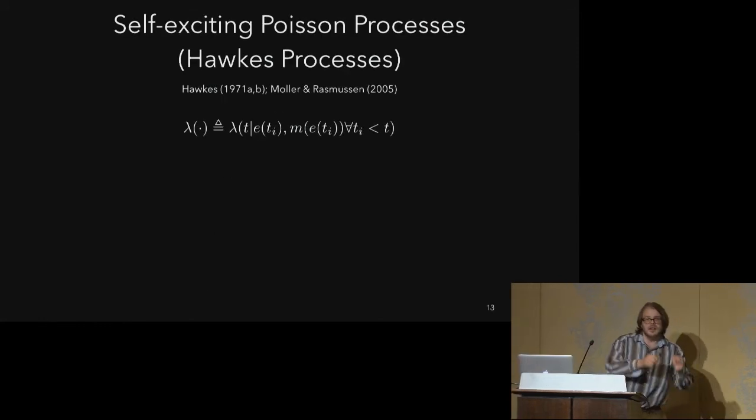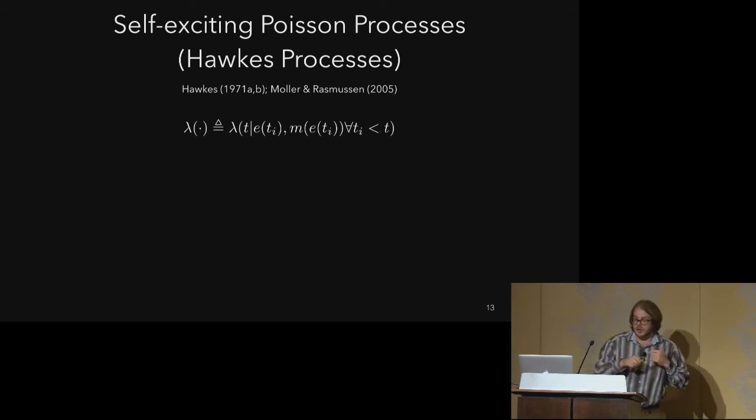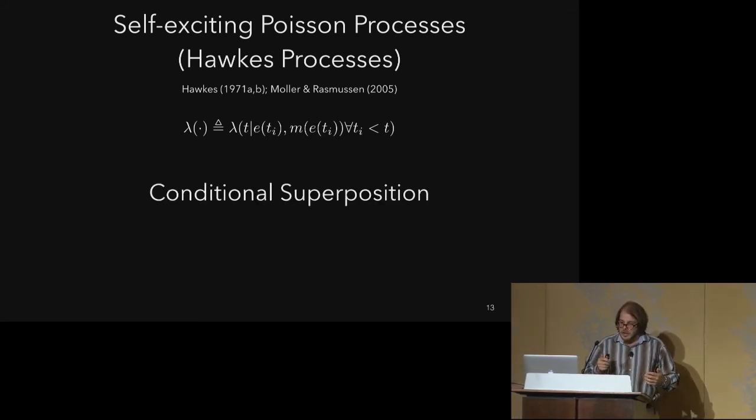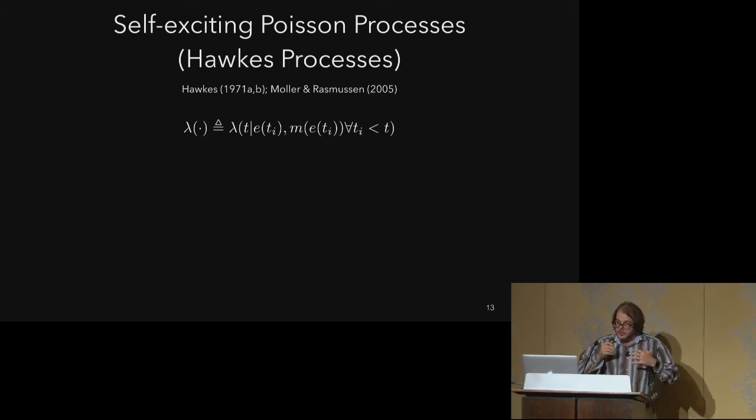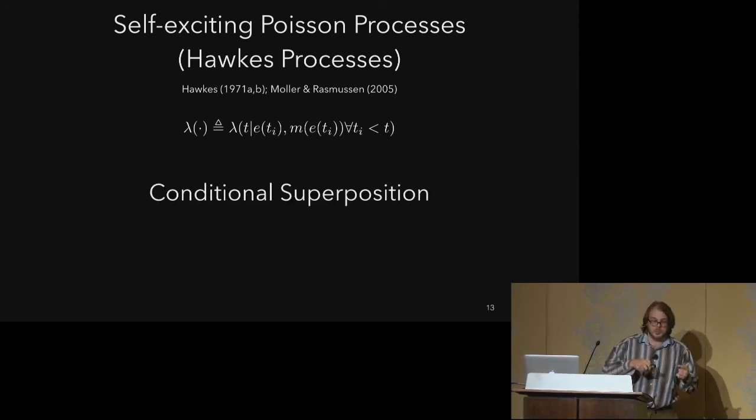In particular, then, you can move on to self-exciting point processes, where the rate depends on the time and marks of the particular events. These are also called Hawkes processes after their inventor. That is, if you know the time at which all the events occur before t, then you know the rate function at t. And knowing that, we can use a conditional superposition property.